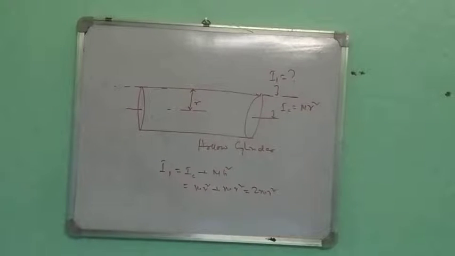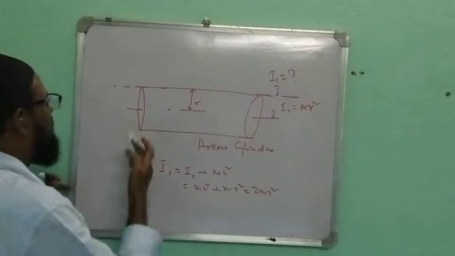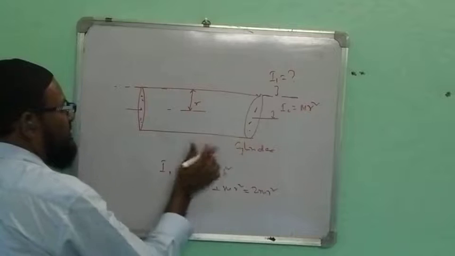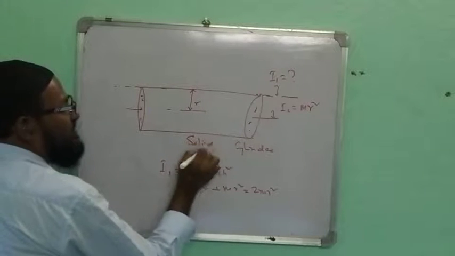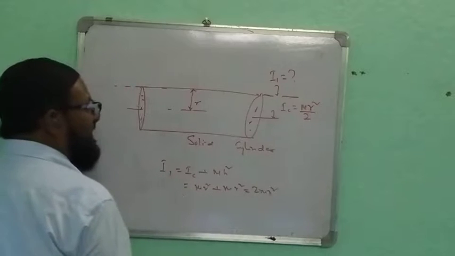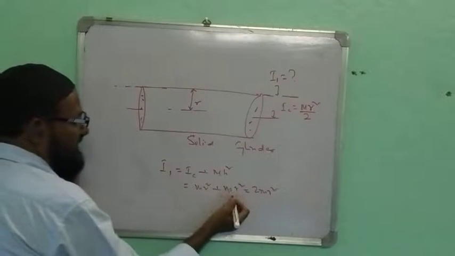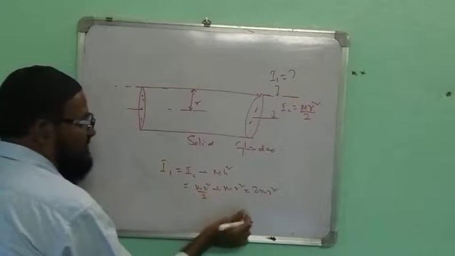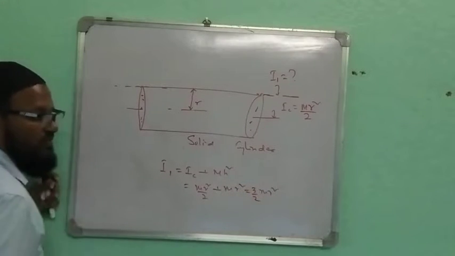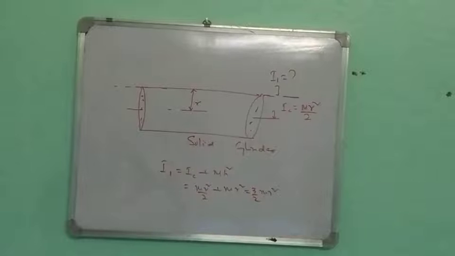I am just changing. Draw it. What is this? This is the solid. Solid, what is this? M R square by 2. What is this? I1. This is M R square by 2. What is the answer? This is 3 by 2, M R square by 2. Is it clear? Next.